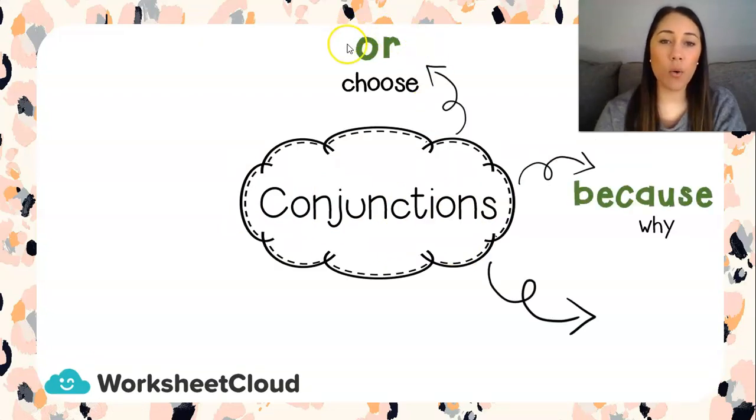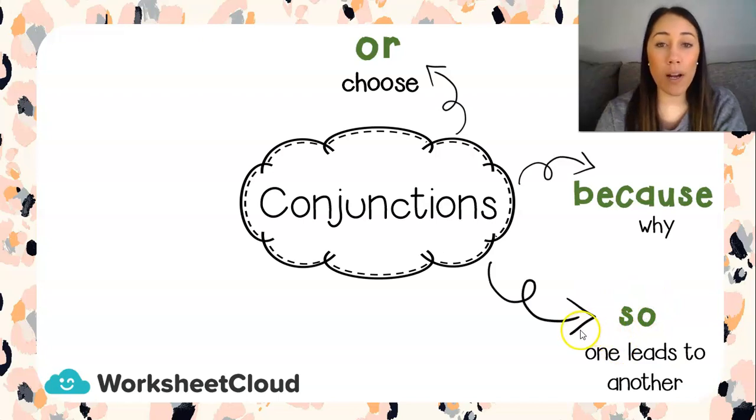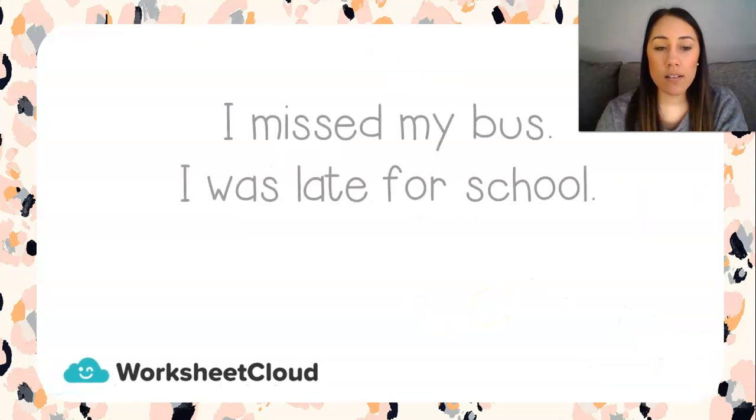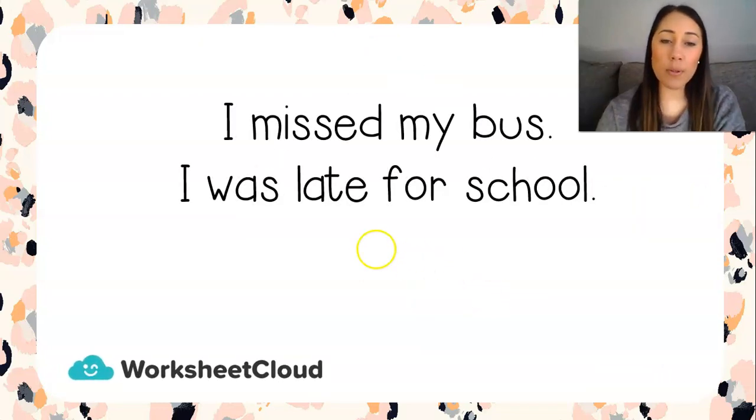Okay, so I've looked at or, which means I had to choose between two things. I've looked at because, which tells me why something happened. And now I'm going to have a look at so. And so tells me that one thing leads to another thing. So because one thing happened, another thing happened afterwards. So let's have a look at an example.